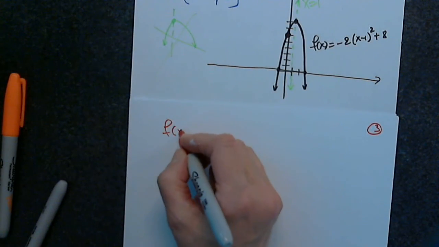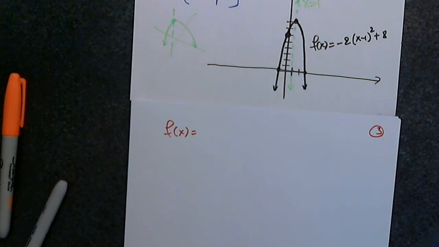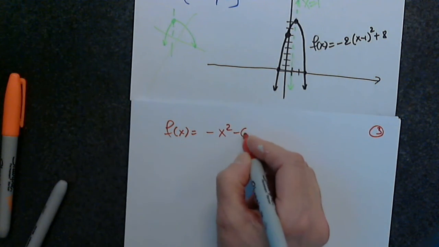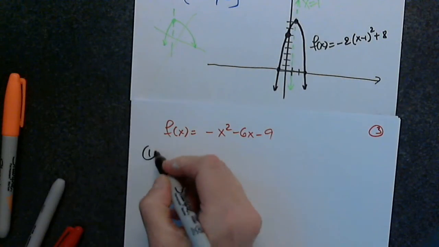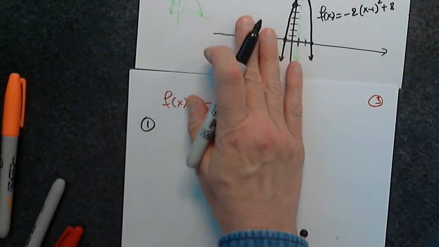Now let's look at the other possibility. Let's say I have -x² - 6x - 9. Is this a quadratic function? Yes, it's a quadratic function. However, this one does not have the square completed. So there is a slight difference from the previous case. Okay, so the same steps from before. Number 1, what is the shape of this graph?